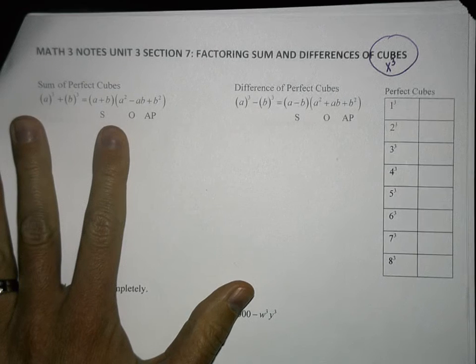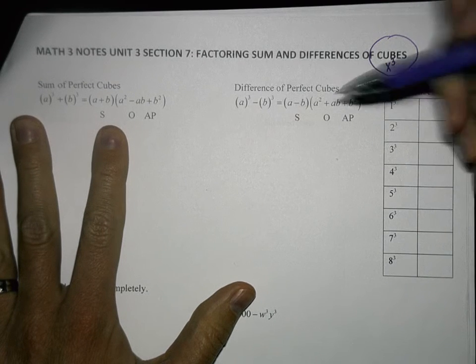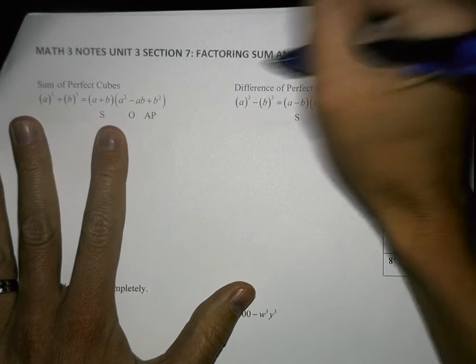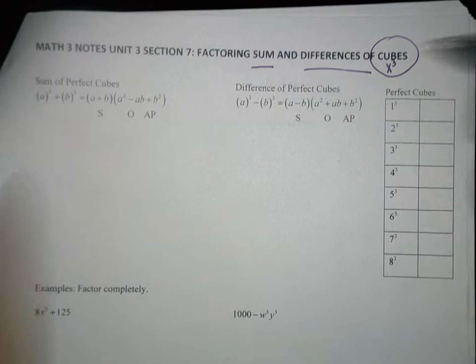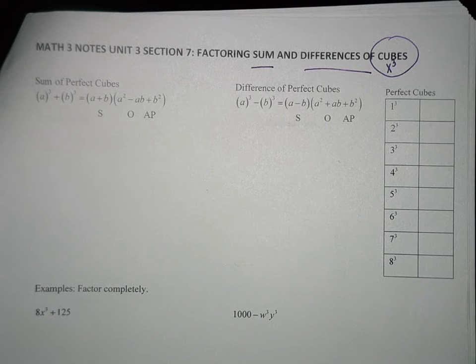Except for, remember with squares, it was only difference. With cubes, it's sum and difference. So if both terms are cubes, it doesn't matter if it's adding or subtracting, it's going to work. Okay? So there's a couple things, though.